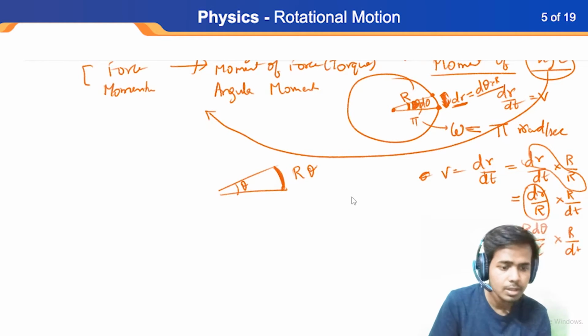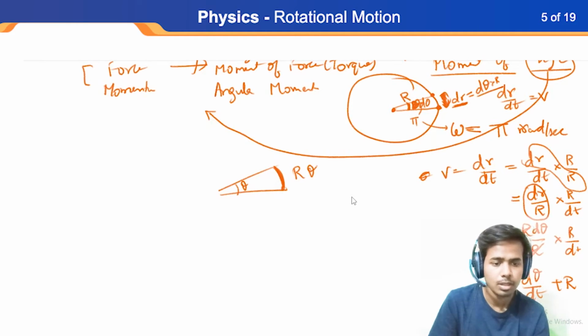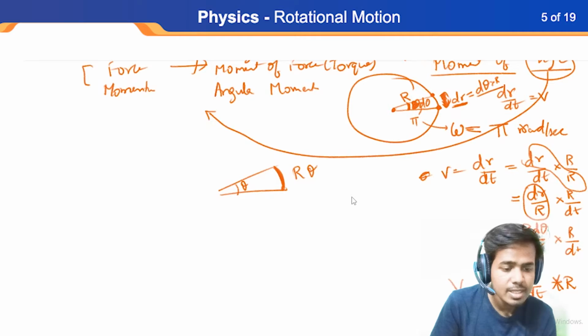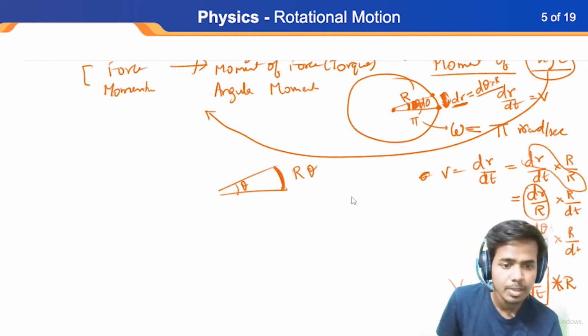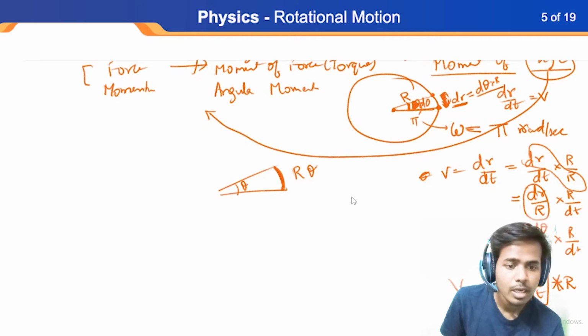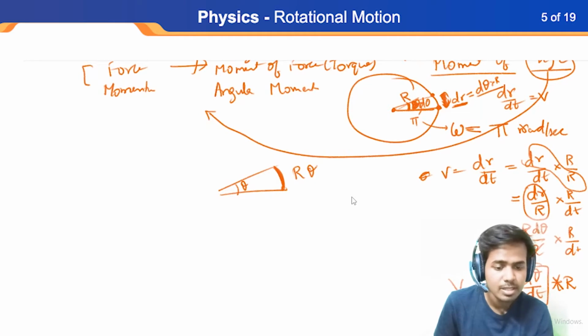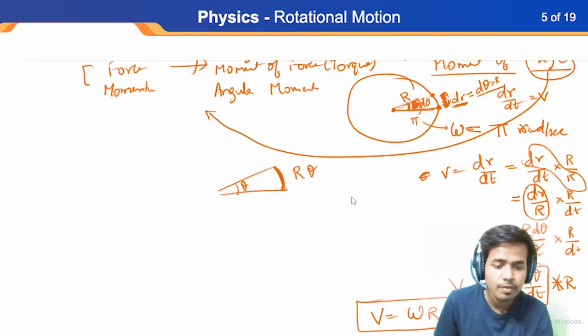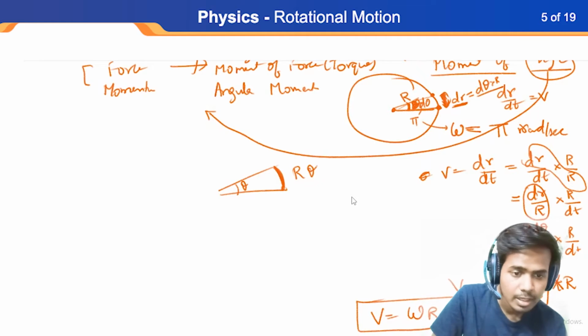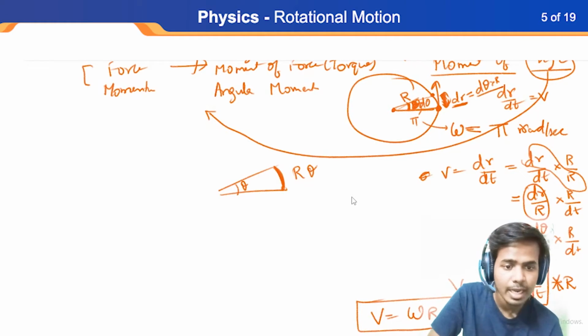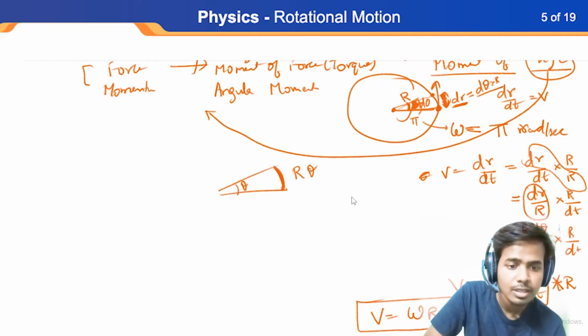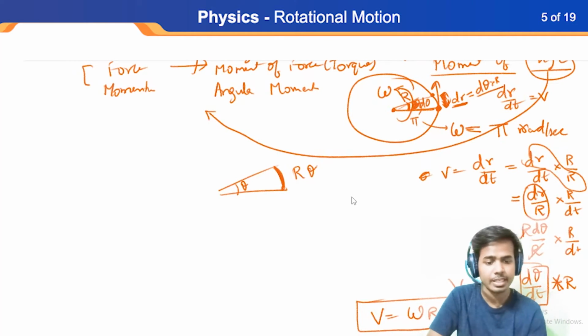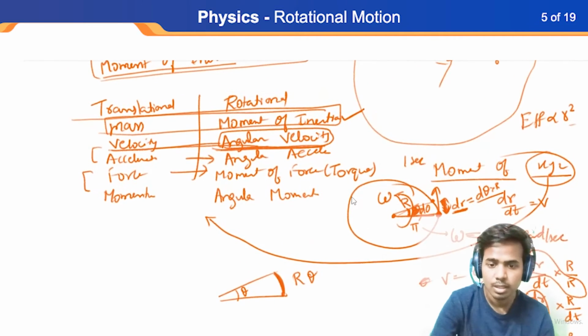So r gets cancelled out, and you're left with d theta by dt multiplied by r. Now, what is this d theta by dt? That is the one I explained earlier, the rate of change of angle, which is nothing but angular velocity. It means v is equal to omega r is the relation between angular velocity and translational velocity of the particle. The velocity it will have here is in this direction, and the angular velocity the particle will have is omega. This is the relation. All right. So this was the angular velocity.